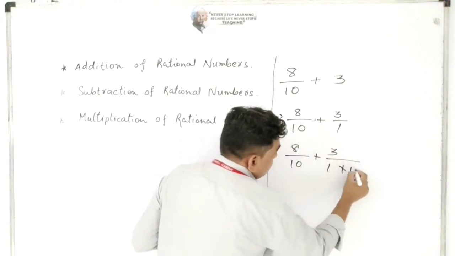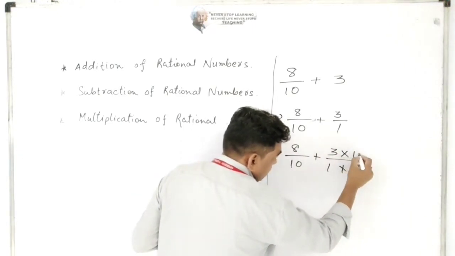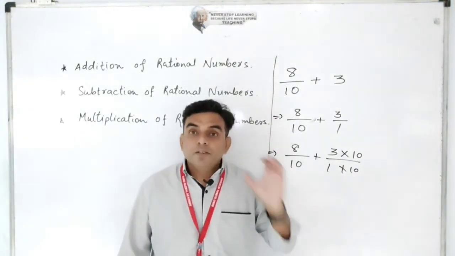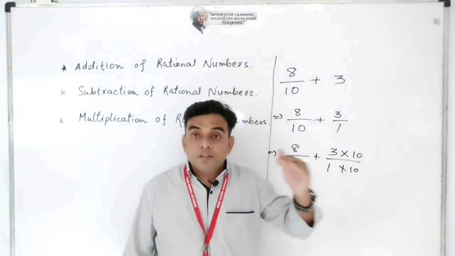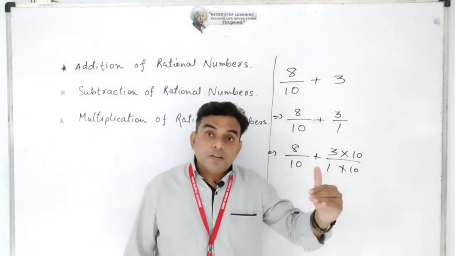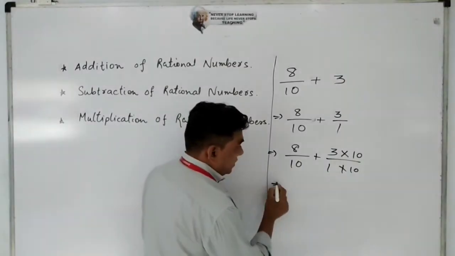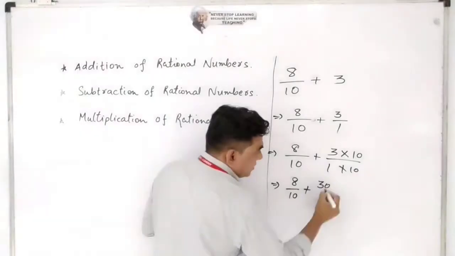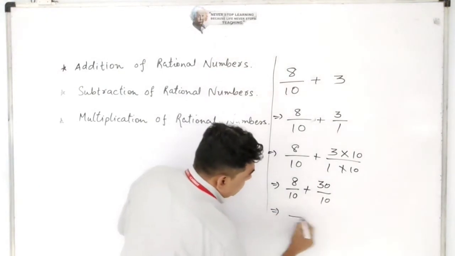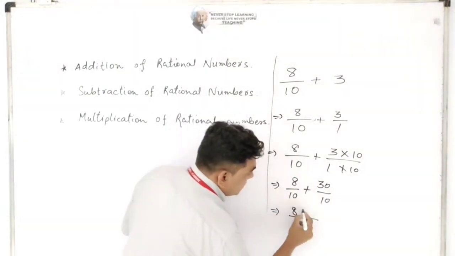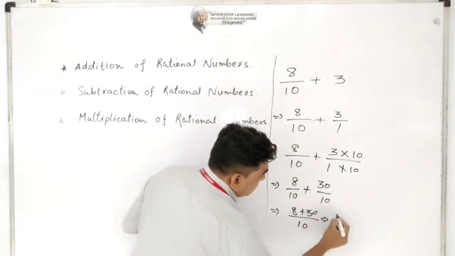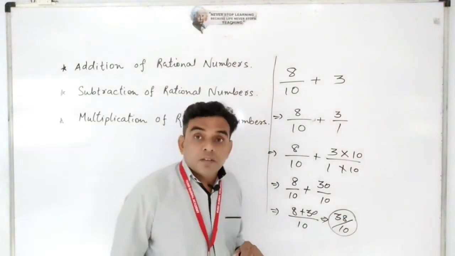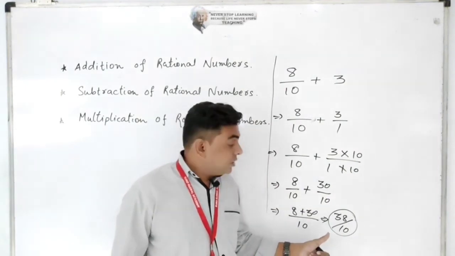Here 1 into 10, students, just put it here. Students, you know that whenever you do any kind of operation on the denominator, you will have to do that on the numerator also. Okay, now you can see here 8 by 10, and here 10 threes are 30 by 10, students. You can just see here 10 is common, students. Here 8 plus 30, then it is 38 by 10, students. You can just write this answer, students.